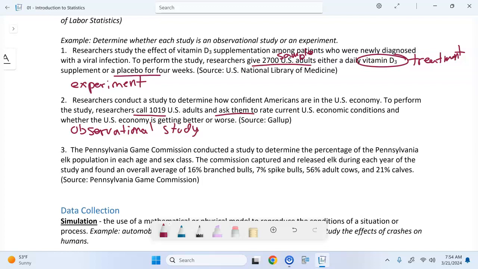Observational. Why? Well, it says study in the paragraph. You can also have an experimental study. That right there is what you want to latch onto. They're not controlling anything. So does that make an experiment or an observation? They're capturing and releasing in order to observe. They're not applying a treatment. They're not giving the elk anything. They're looking at them and they're letting them go. So we have an observational study again.